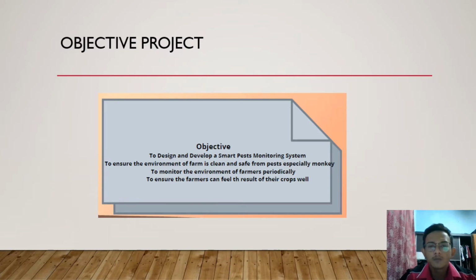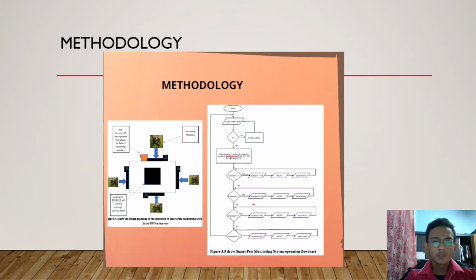So the objectives of this project are to design and develop a smart pet monitoring system to ensure that the environment of the farm is clean and safe from pets, especially monkeys; to monitor the environment of the farm periodically; and lastly, to ensure that farmers can see good results from their crops. Next, I will explain the methodology of the project.